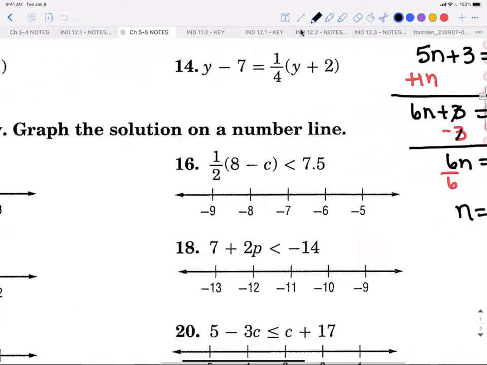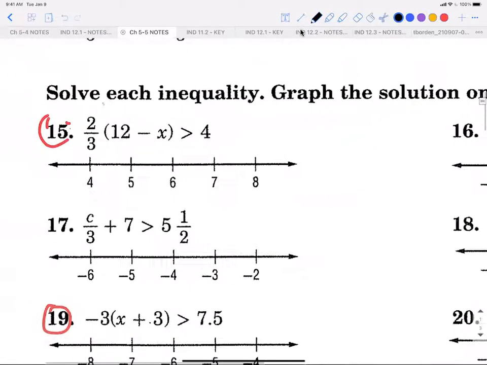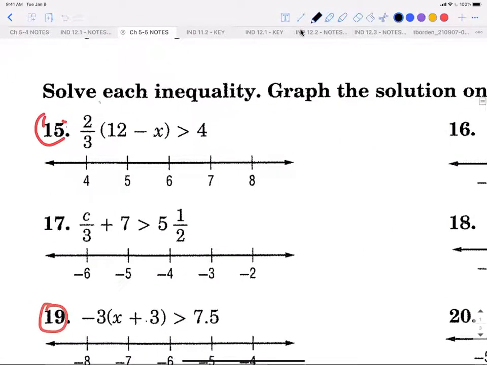All right. I do want to do number 15 with you as an example with the inequality. Looking at this, what's the easiest thing to get rid of first, that I always like to get rid of first? No, I don't see a double sign. Yeah, well, the fraction. Really, the fraction is what I'm going to go after first.